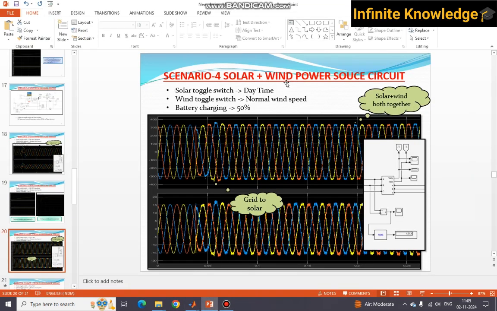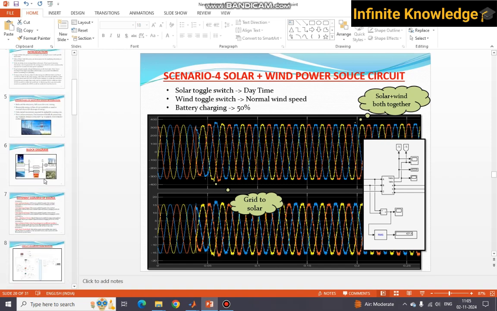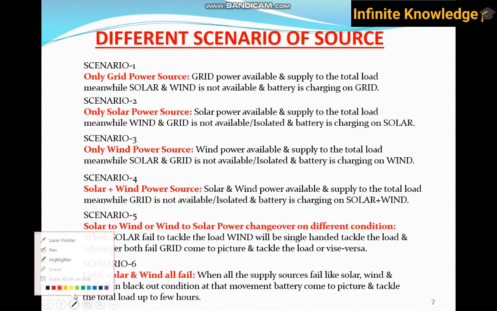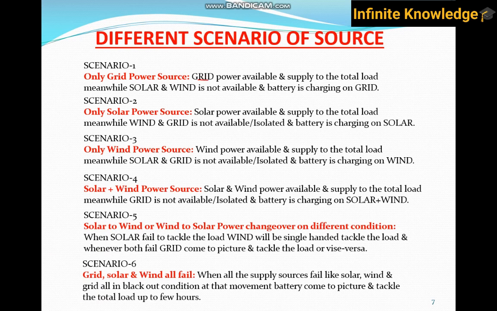So now we are going further. What is the fourth scenario? Solar plus wind power source available. In the fourth scenario, solar and wind both are available. If you go through these scenarios, the first scenario was our grid power. We have already gone through it. Only grid power is available, and the grid totally feeds the load. Wind and solar are not available, and the battery was charging on the grid.